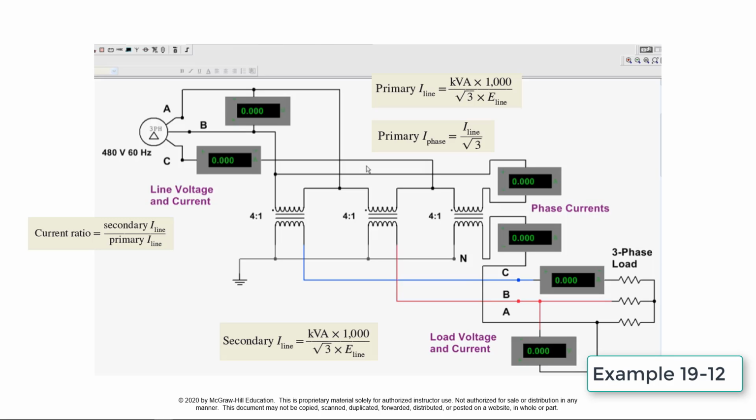This circuit simulates transformer current calculations for a three-phase delta to Y connection. The circuit has been constructed using the given values from the transformer nameplate data. The problem is solved using the equations on the screen, and the equation secondary I of phase is equal to the secondary I line. The simulation is turned on to confirm these calculations.